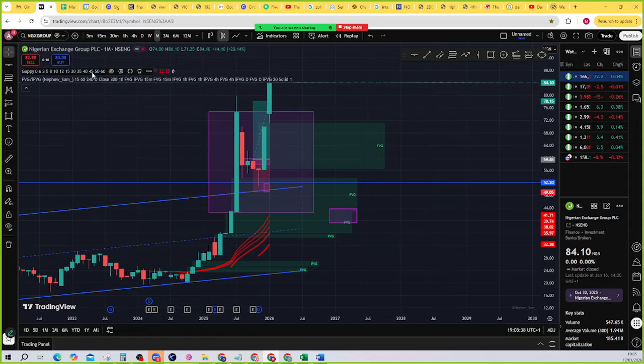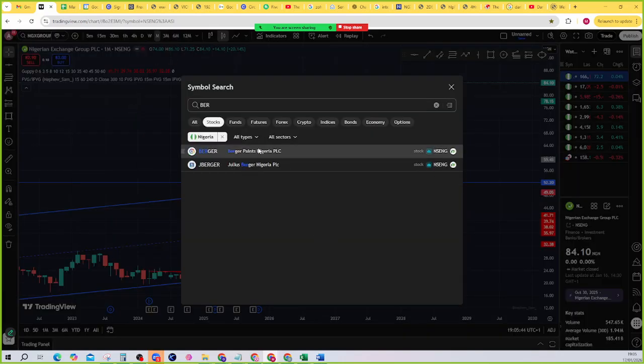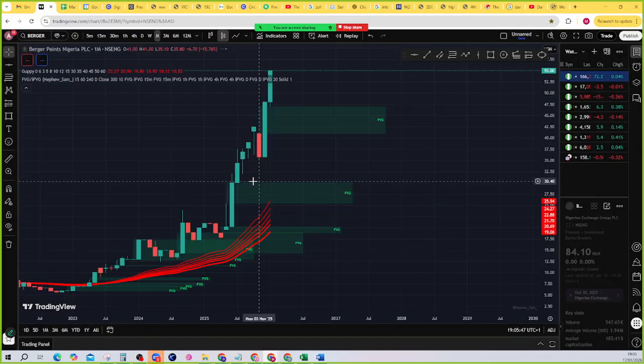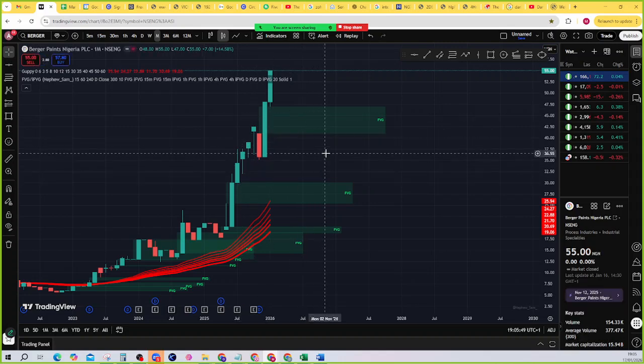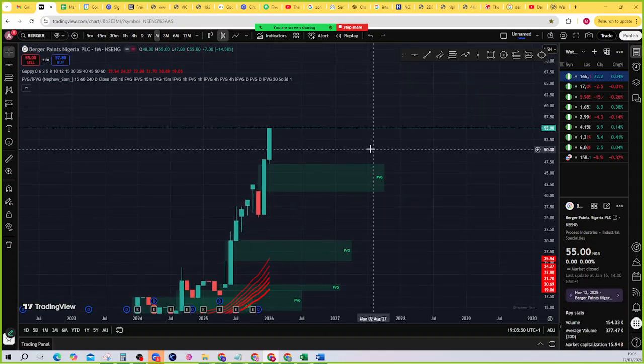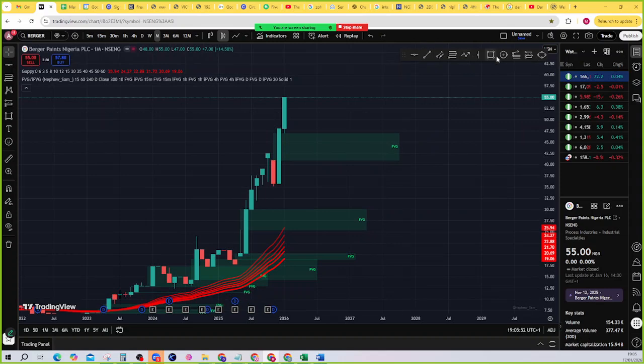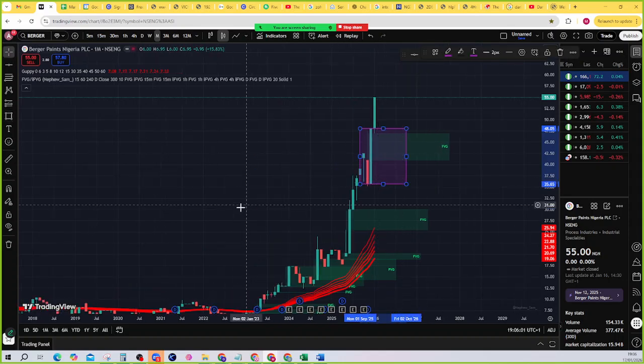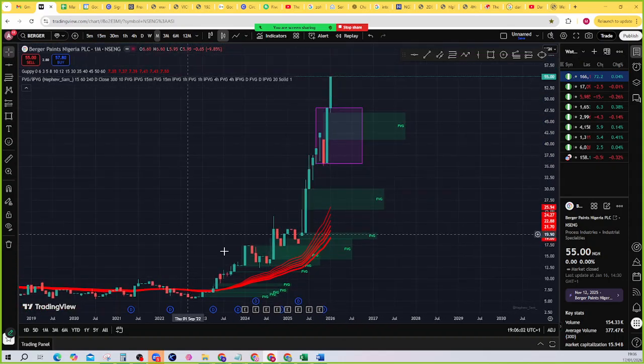Which other one? Bagger paint, UCAP. Bagger paint. Breakout. You see what happened? This is a breakout. It's just a hold. The most important bullish candle now is this. So bagger paint is a hold. Just hold it, except you feel that you make some profit. Maybe you bought around here and you are thinking of selling.